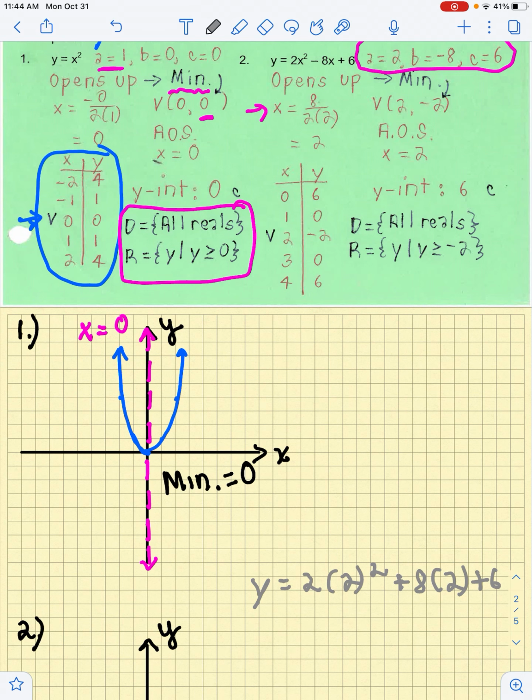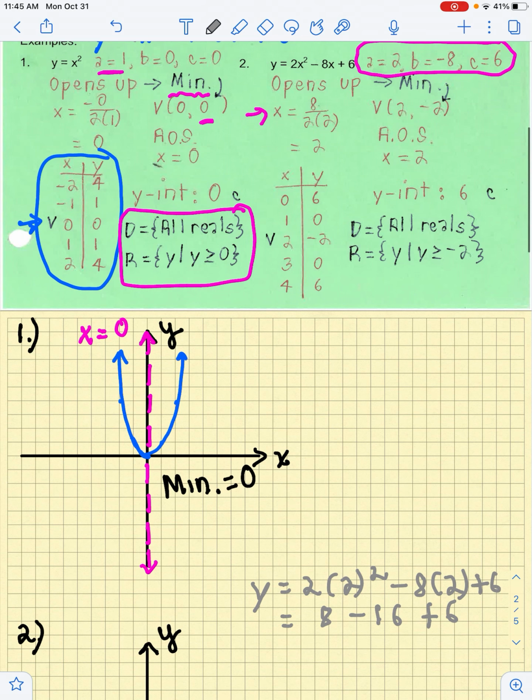And that's minus, so let me get that corrected, minus 8 times 2 plus 6. So you have to square first. 2 squared is 4, times 2 is 8, minus 16 plus 6. When we simplify that, it becomes -2, which our table of values here shows you, our y values for the given x values.